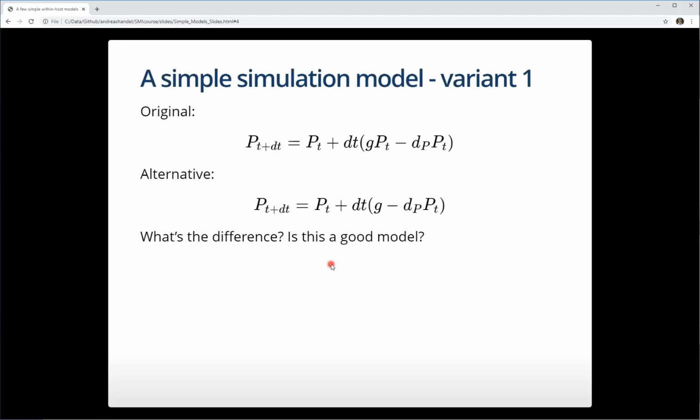Let's play with the model a bit, just to get a bit of an intuition how those work. So on the top is the model I just showed you. On the bottom is an alternative. You see the difference is here I have G times P, and here I only have G without multiplying by the P. So if this is the equation, what's the difference in words? And then is this a good model? You can either type in the chat box or you can unmute yourself and say something.